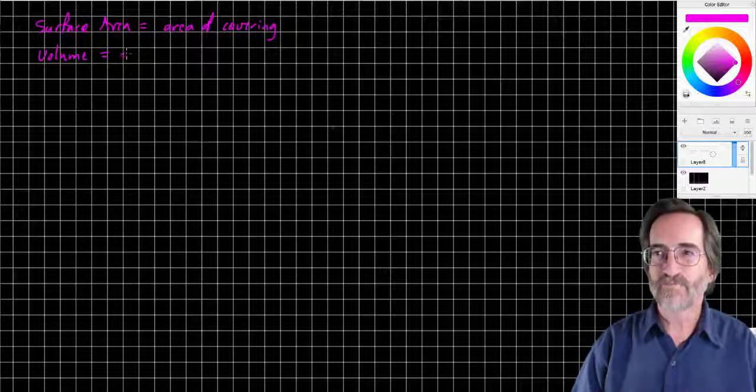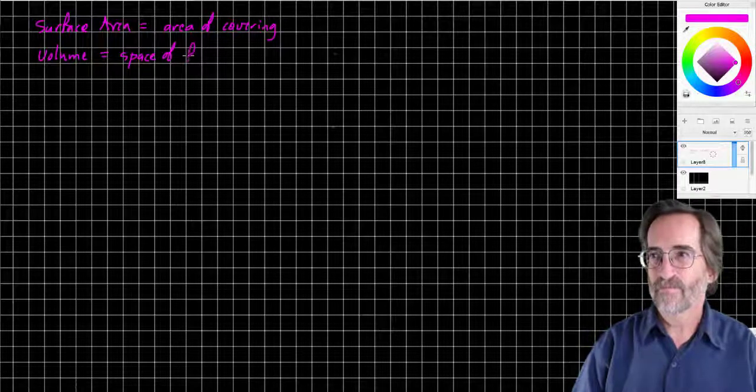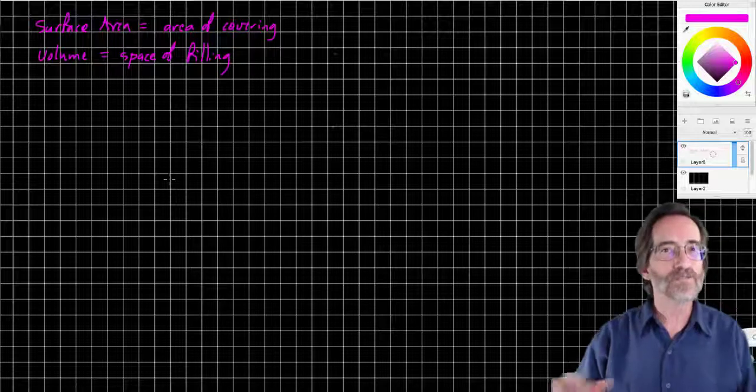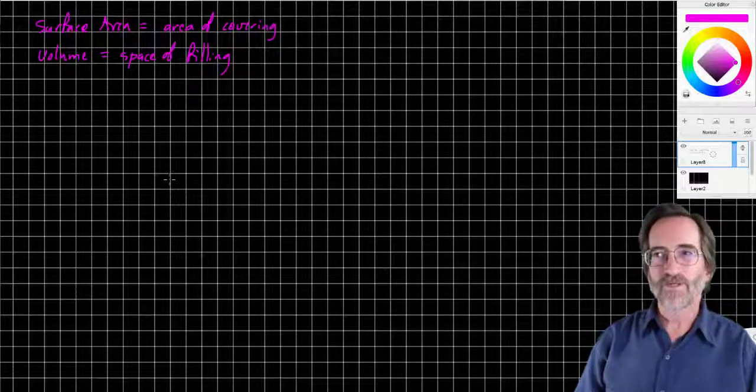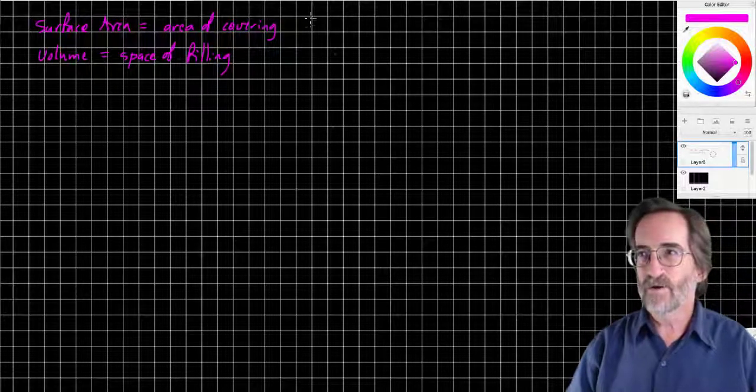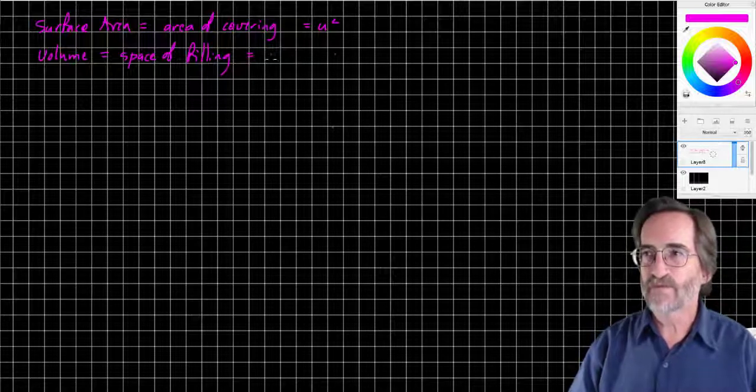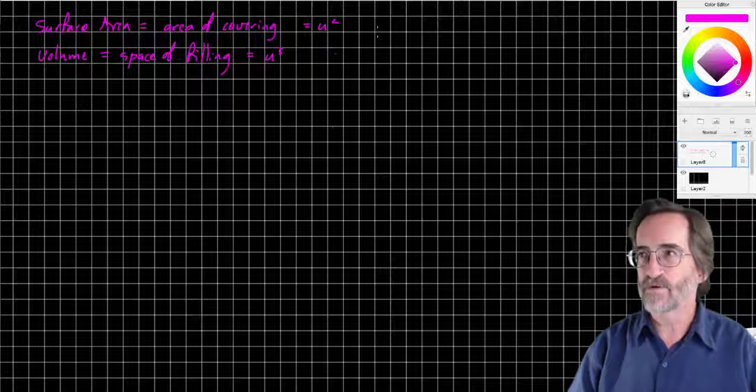Volume is the space of filling. Okay, it is how much room something takes up. We measure it in cubic units. Area of covering is measured in units squared. Space of filling is measured in units cubed.